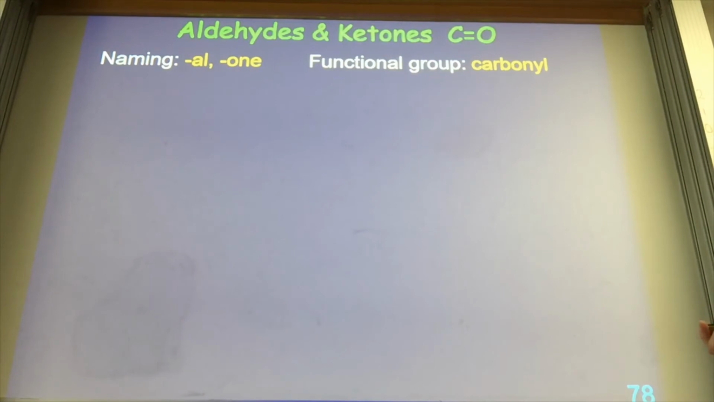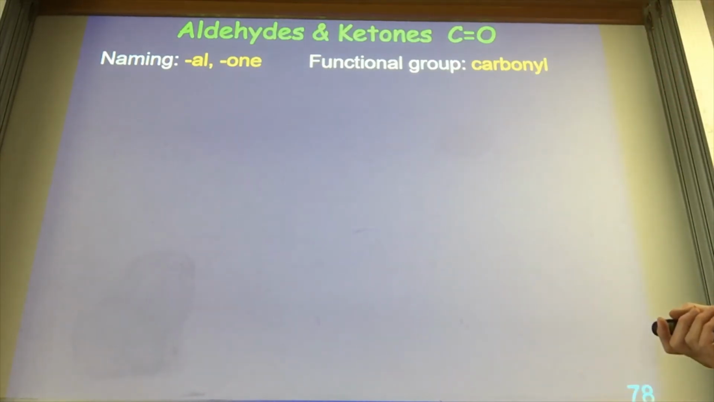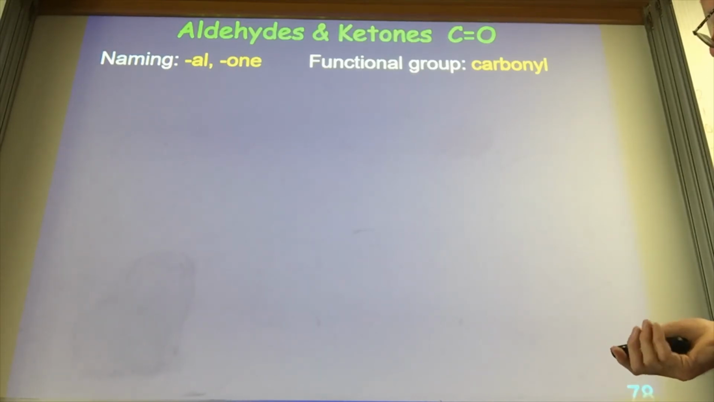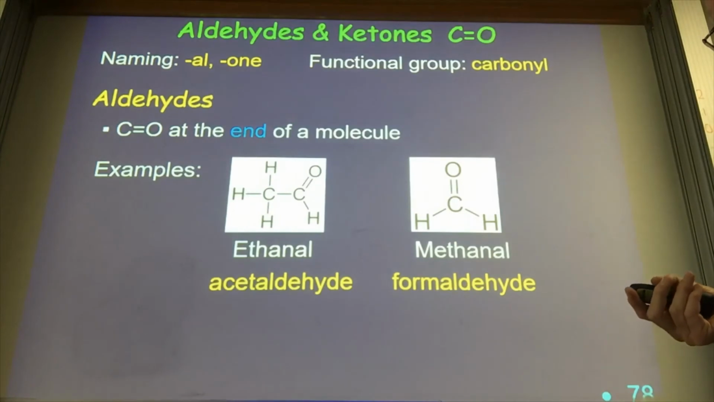Aldehydes and ketones. Now, you need to be familiar with these. You don't need to know too much about their properties or their naming, but you have to be able to recognise that it's an aldehyde or a ketone. And that's based on the location of the carbonyl, the C double bond O, in the molecule.